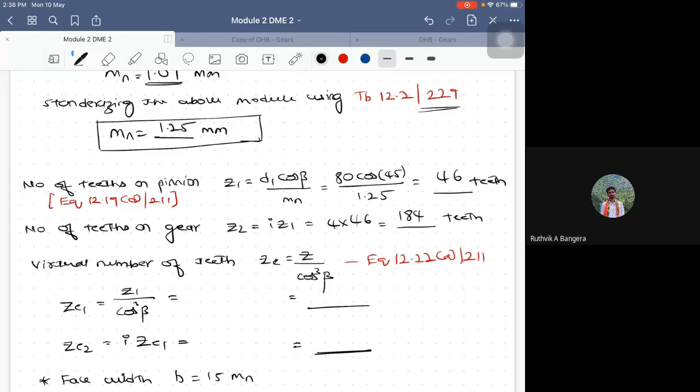So immediately, once you calculate the number of teeth on the pinion and gear, what you have to do is calculate the equivalent number of teeth on the pinion and gear. Equivalent number of teeth is given by equation number 12.22a, page number 211. So here Z1 you have calculated as 46 teeth, and cos cube of beta. So what is the equivalent number of teeth here? ZE1. Virtual number of teeth or equivalent number of teeth or formative number of teeth, everything has the same meaning. What is the value of ZE1?